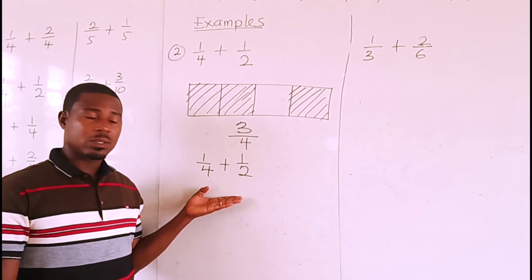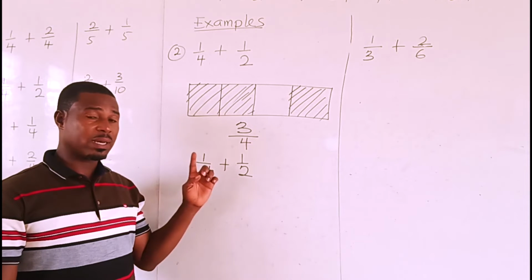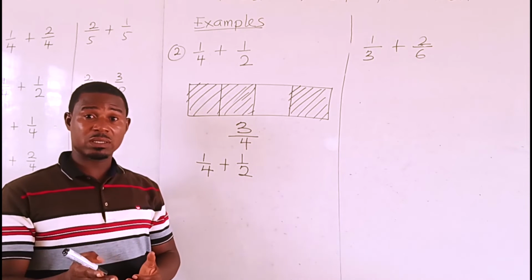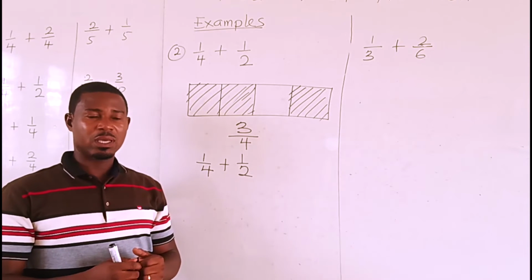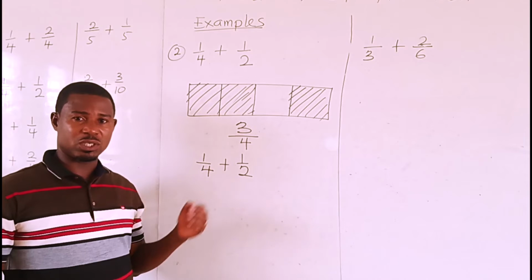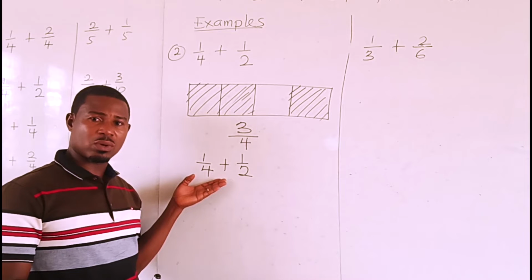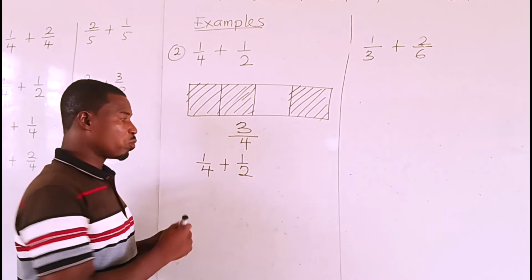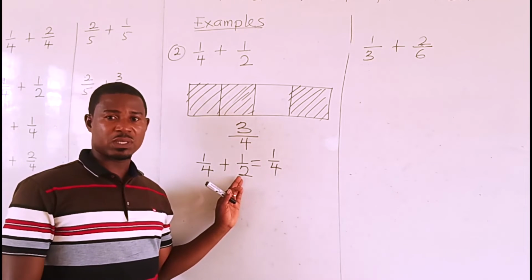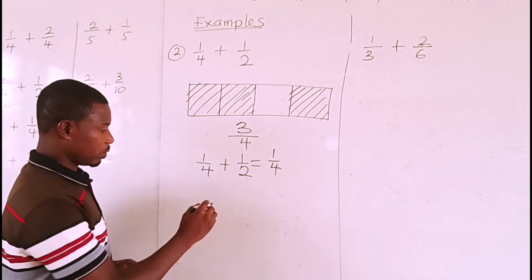We can only add the fractions when they have the same denominator. If the denominators are different, it means we have to work on them such that they will have the same denominator. And so 4 is a multiple of 2. And so we maintain the 1/4 and work on 2 such that 2 will now be equal to 4. How do we do that?